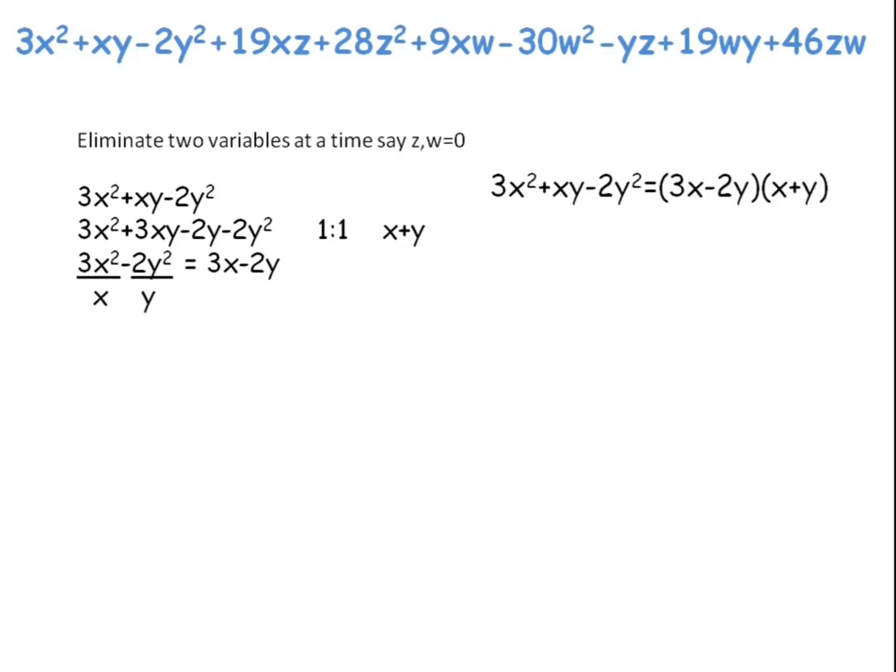Now let us take this to one side, and now let us take 2 more variables, say y and w, and if you nullify all the terms which contain these 2 variables, you are left with 3x square plus 19xz plus 28z square. So how do you go? This appears to be a bit complicated, but how are you going to solve it?